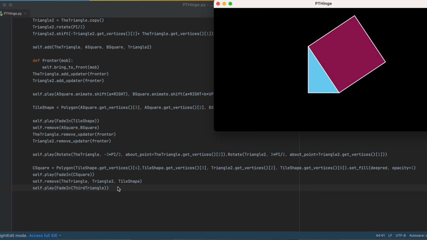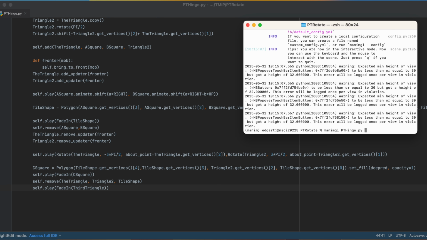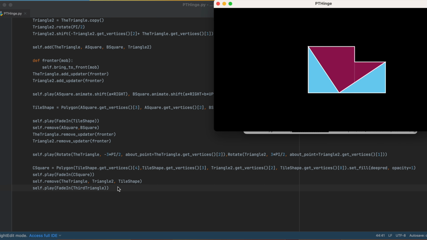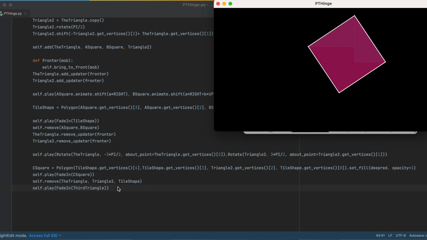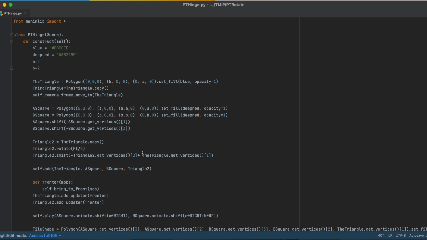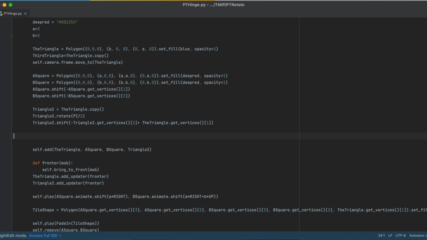What we've gotten out of this, so let's see this go slowly: we do that, fade, rotate, and then fade in the blue triangle. Okay. That's pretty much the animation to get the hinge that I want. The only thing that's left then is maybe to add a few pieces of information, in particular some labels and things like that.